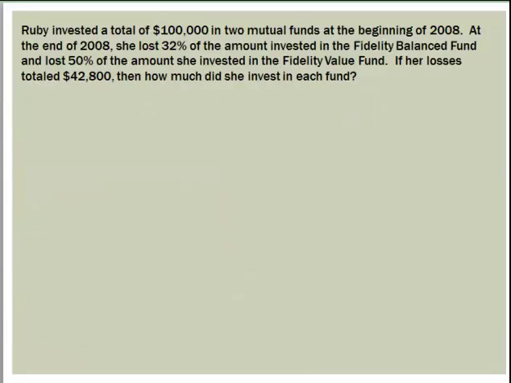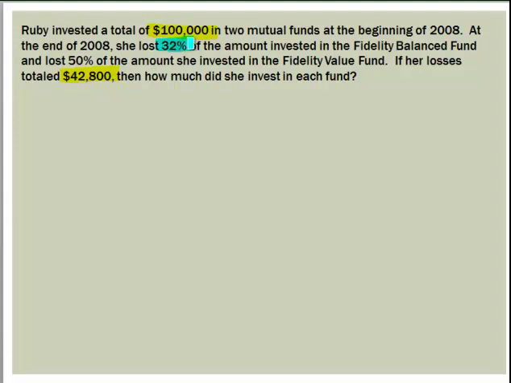Okay, last one. Ruby invested a total of $100,000 in 2 mutual funds at the beginning of 2008. At the end of 2008, she lost 32% of the amount invested in the Fidelity Balanced Fund and lost 50% of the amount she invested in the Fidelity Value Fund. If her losses totaled $42,800, then how much did she invest in each fund? Oh, that's a little bit depressing, isn't it? Okay, so she invested a total of $100,000. That's our total amount. And this is her total losses.